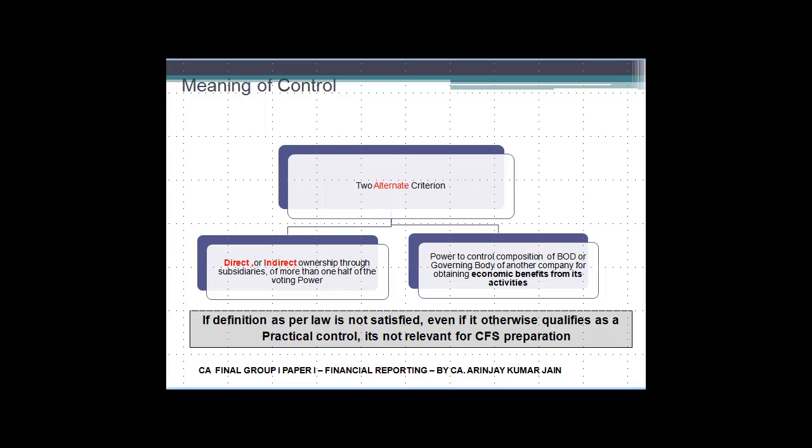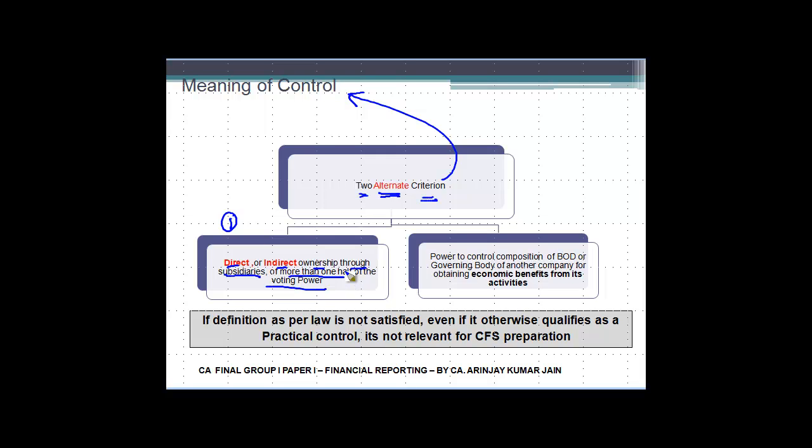Now, all through the previous videos, we were talking about the concept of control, right? Let us now see what control exactly means. There are two alternate criteria for the purpose of ascertaining whether or not control exists. The first one is direct or indirect ownership through subsidiaries of more than one half of the voting power.